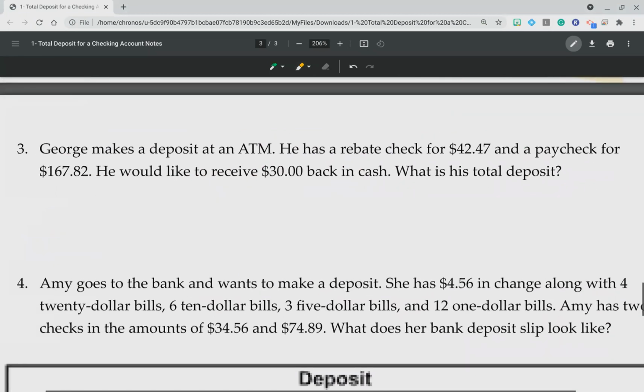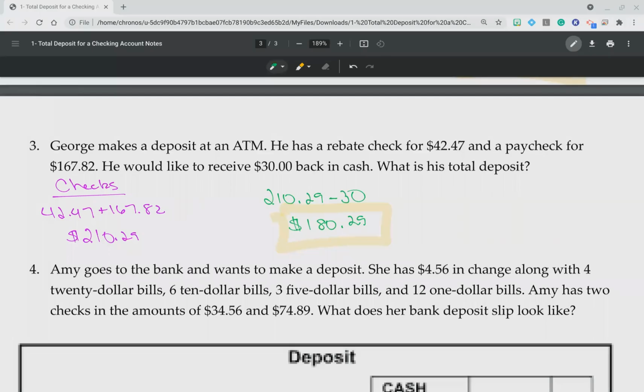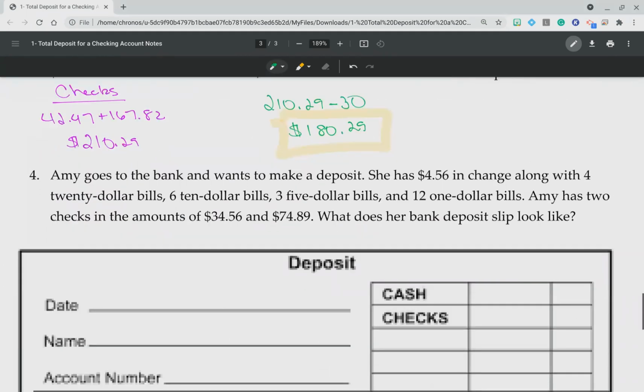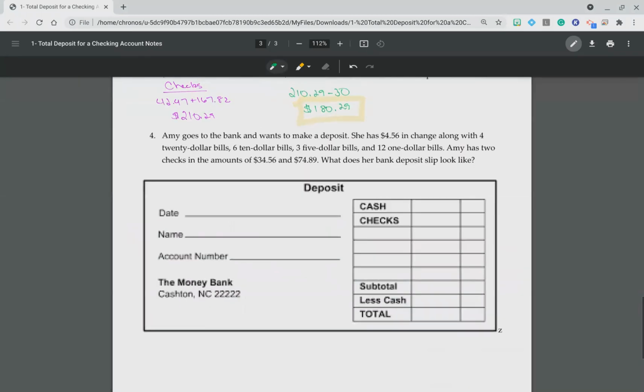All right, so it says George makes a deposit at an ATM. He has a rebate check for $42.47 and a paycheck for $167.82. He would like to receive $30 cash back. What is his total deposit? Okay, I would like you to give this one a try on your own. All right, so you should have got $180.29. So there was no cash on this one. We just deposited 2 checks. So therefore, we just had to add the 2 checks together and then subtract the $30 less cash.